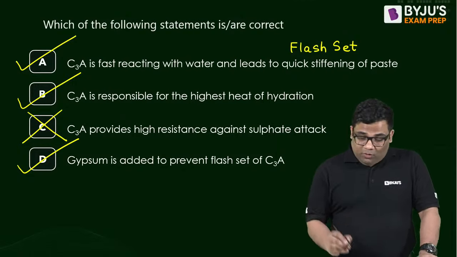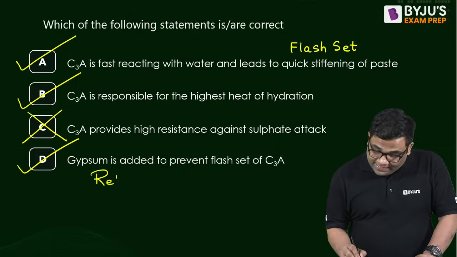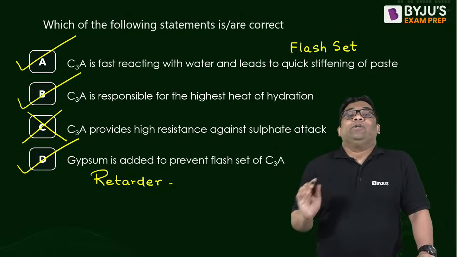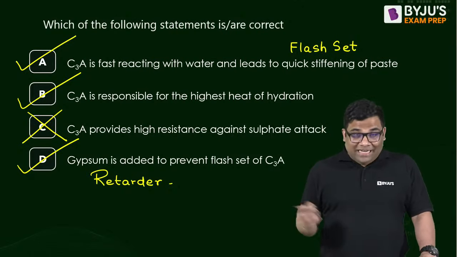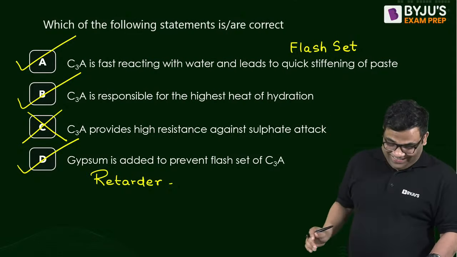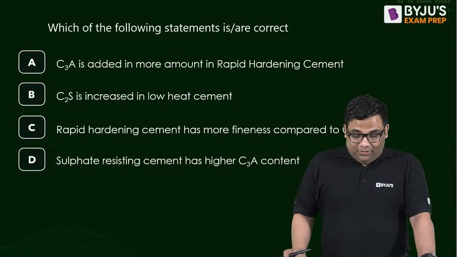And gypsum is a retarder. It is a retarder to prevent flash set due to C3A, which reacts first. We'll see that, we have a question for that. So let us go to the next question.